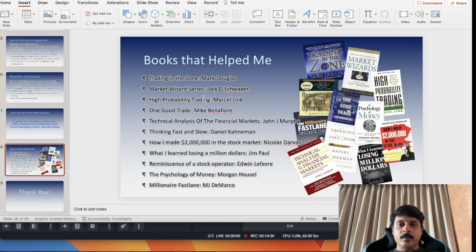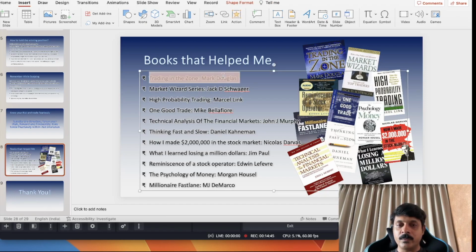And the final part, the books that help me. These are not the only books. I just shortlisted a few books, and I think the most recent couple of books I might not have added here, but again, I will explain about these books very quickly.